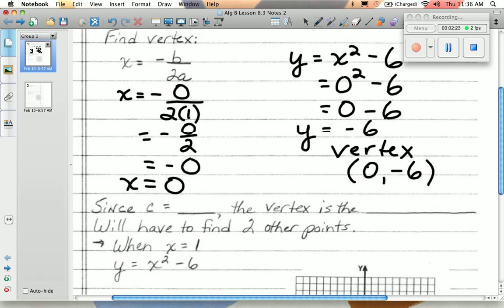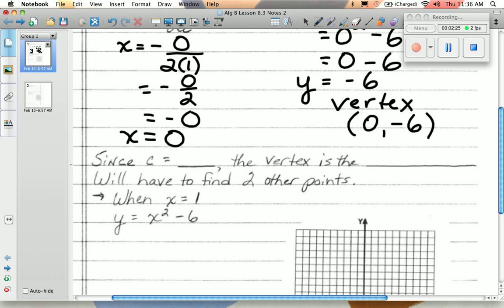Where are we supposed to graph this? Just a second. Oh, just kidding. Let's just answer this next one first before we start to graph.